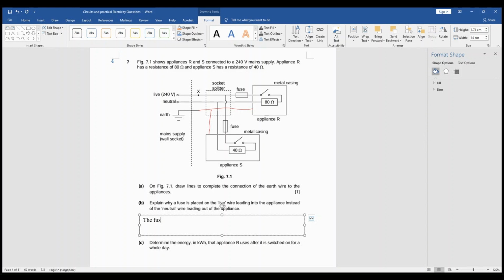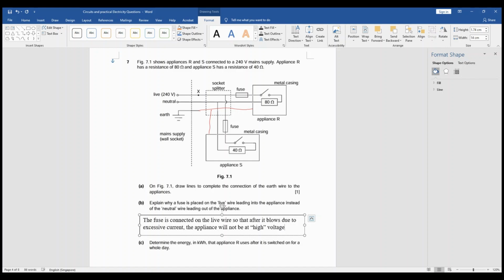The fuse is connected on the live wire so that after it blows due to excessive current, the appliance will not be at high, and let's emphasize, high voltage. You can also call it live, or will not be at high voltage or live voltage.